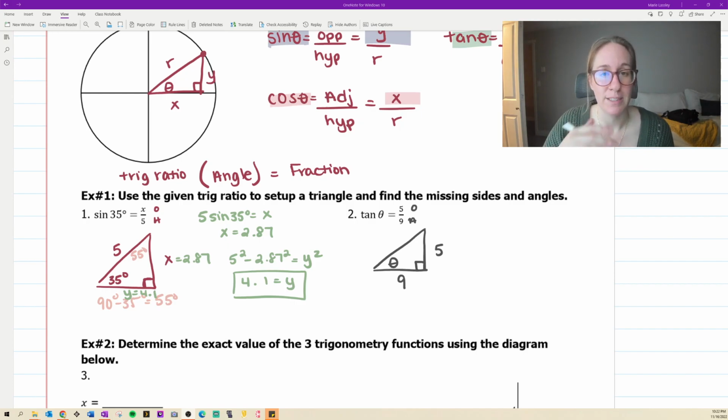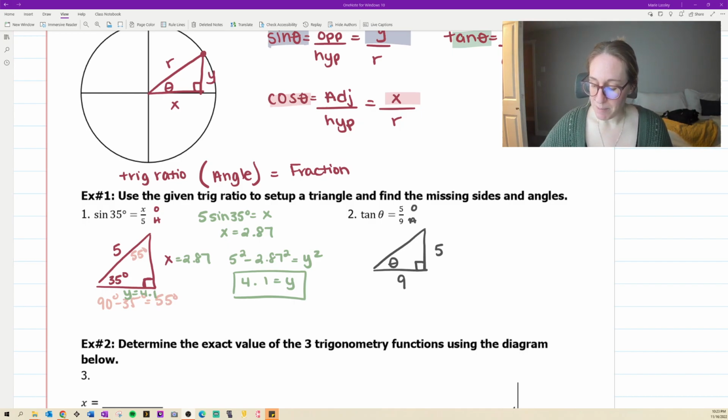You could find your missing side first. Either way is fine. We're going to eventually do everything. I'm just going to go ahead and find the angle first. Now, this one is using inverse trigonometry, which you did do stuff like this in geometry. It does require you to use a different button on your calculator.